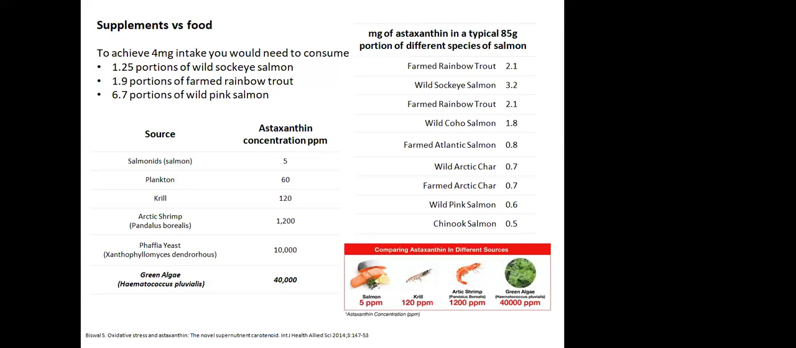So there are just a few little comparisons there as well. You've got our salmons, our planktons, our krill, and so on. So actually, the most effective way to get your astaxanthin is from an astaxanthin supplement.